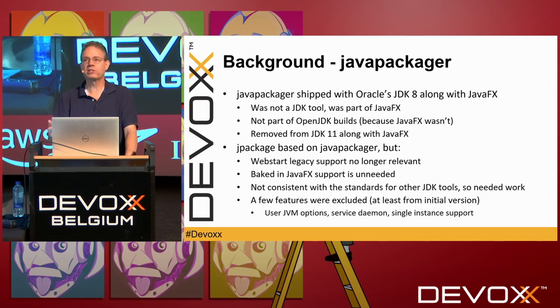And then we also had to exclude a few other features from the initial version that people are used to. So the ones in that last sub-bullet, the user JVM options, service daemon, and single instance support, those might come back in a future version. The other removed stuff won't, because it's not really appropriate for a JDK tool like jpackage.